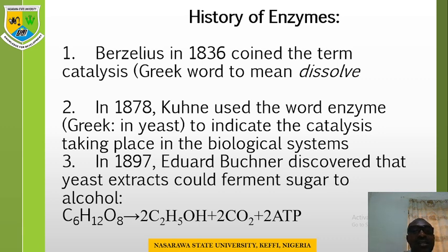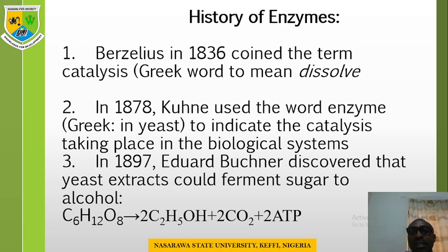So catalysis generally, even if you look at our chemistry, it tells us how a reactant will be dissolved in order to form a product. So Berzelius in 1836 was able to relate enzymes with the term catalysis. Now, later on, another scientist, a German scientist, Kohn, in 1878, was the one that used the word enzyme first.